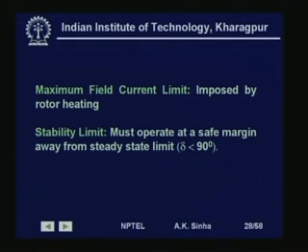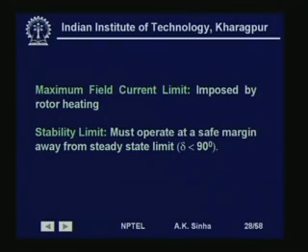Maximum field current limit. Again, we cannot excite the machine beyond a certain value, because the rotor current is going to exceed and rotor heating is going to go up. Therefore, the maximum current that can be allowed in the rotor limits the reactive power supply also.